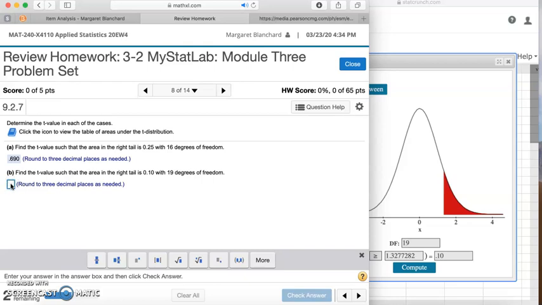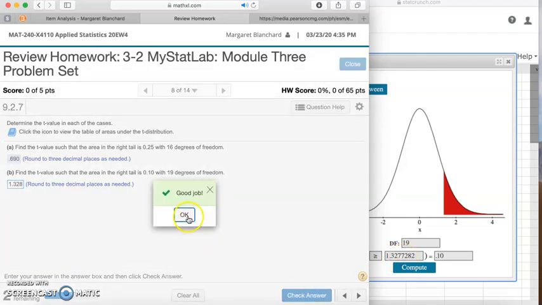Let's make sure that answer is correct. So we were given 1.328 when we round up. See that 7 rounds up to an 8 because it's a 7 behind it. Let's check our answer. Good job.